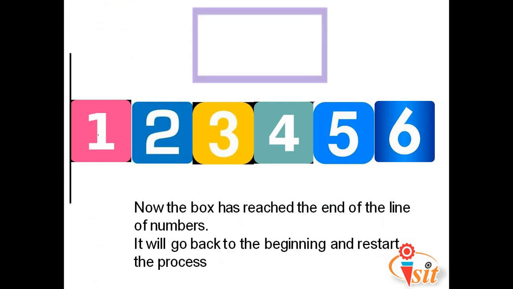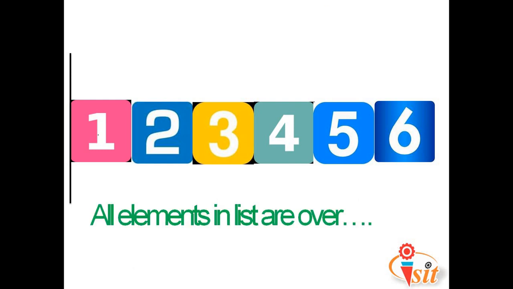So now the box has reached the end of the line of numbers and it will go back to the beginning and restart the process. But to restart the process, all the elements are in sorted order like 1, 2, 3, 4, 5 and 6. So whatever the unsorted elements were, we have sorted them using the concept of the bubble sort algorithm.